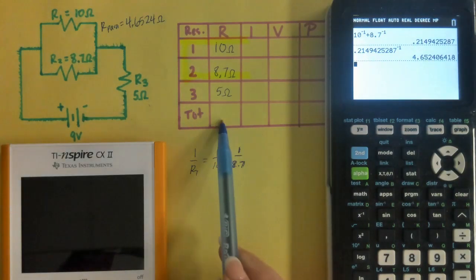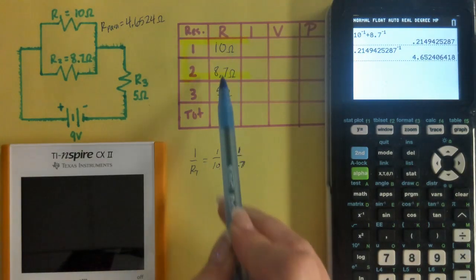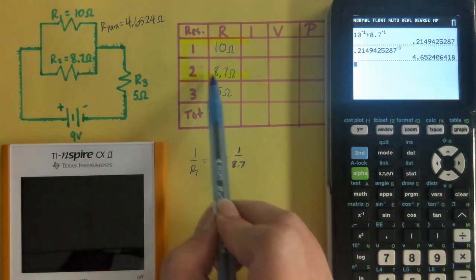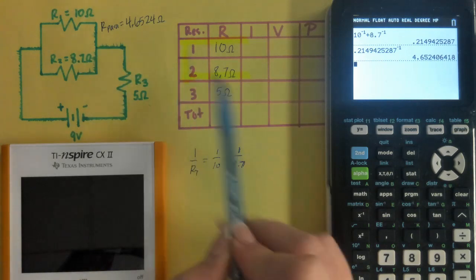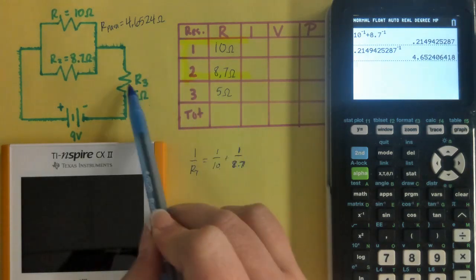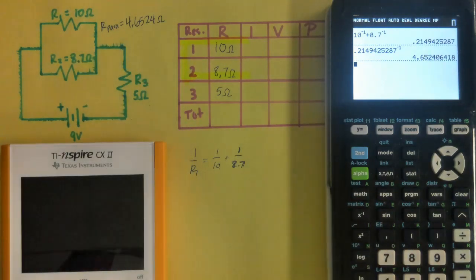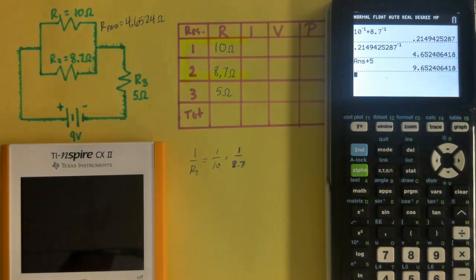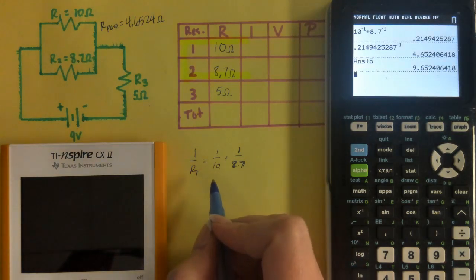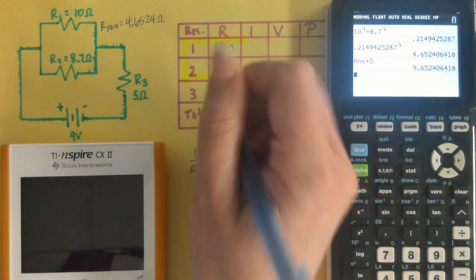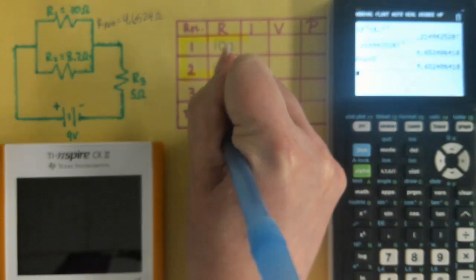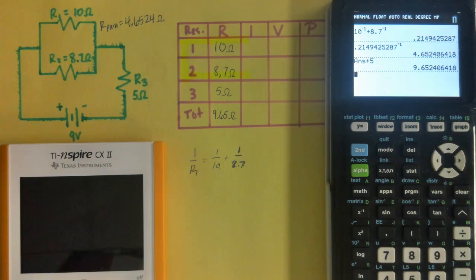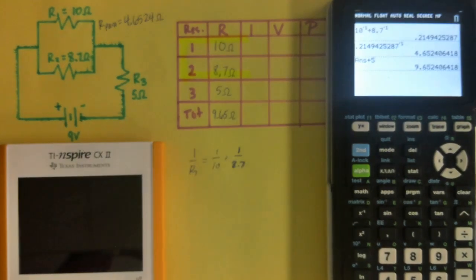So when we go to find our total resistance, we're not adding this plus this plus this. We're adding the equivalent resistance for this parallel section, which is this value right here, with this value, because this is in series with this. And so if I add 5 to that, that is the value I'm going to use for the total resistance of this circuit. So 9.6524, I'm not going to be able to write all those digits, so I'm just going to write 9.65 ohms. So that is the equivalent resistance for the whole circuit.